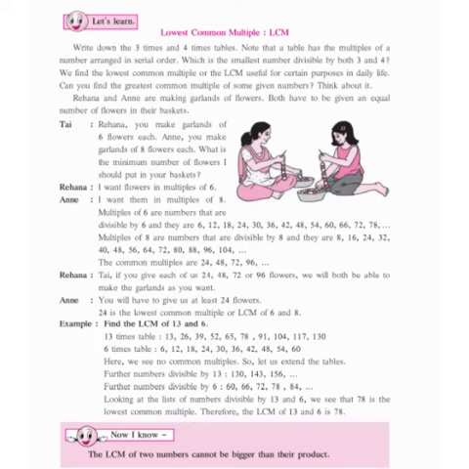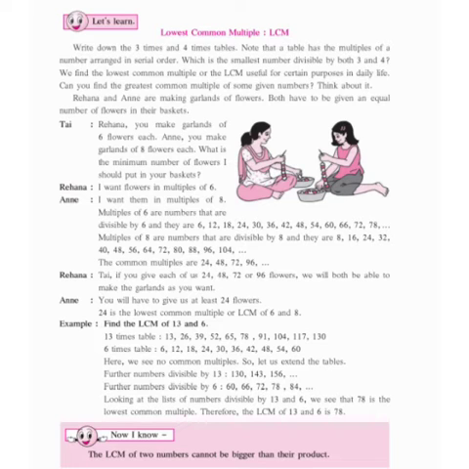Rehana said, Tai, if you give each of us 24, 48, 72 or 96 flowers, we will both be able to make the garlands as you want. Annie said, you will have to give us at least 24 flowers. 24 is the lowest common multiple, or LCM, of 6 and 8.